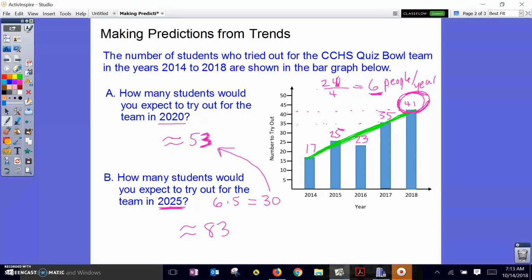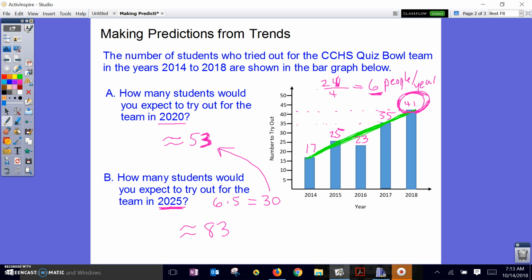All right. Now, one of the issues with making predictions from trends is the further away we go from our data, 2025 was 7 years into the future versus 2020 being 2 years into the future. The further out we go from our data, the more likely it is that our model will predict wrong. We'll probably over-predict what's going on because it's hard for these trends to continue for long stretches of time. But that's not something we're going to worry about too much.